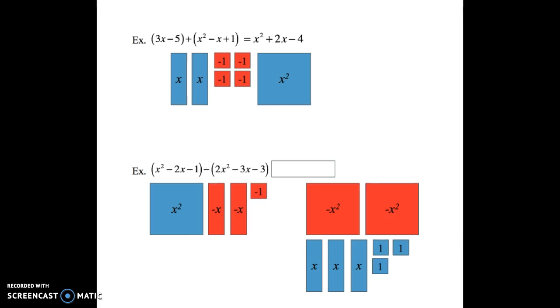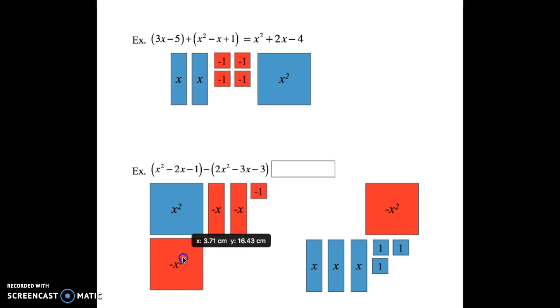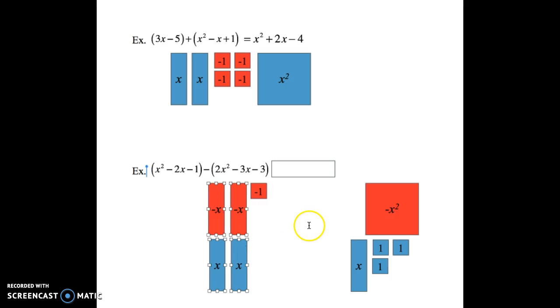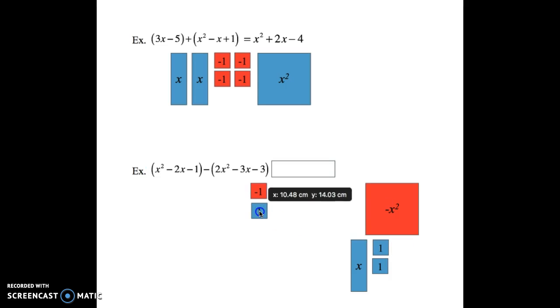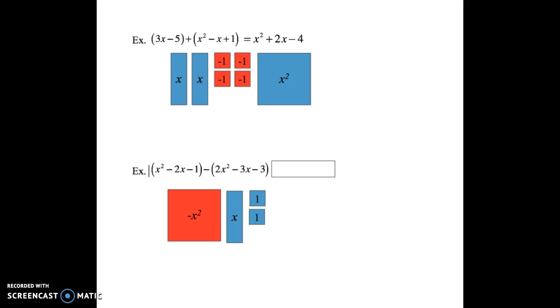And so now I've turned this subtraction into an addition, and I can cancel out the tiles that are the same size but opposite sign. So a positive x squared and a negative x squared are going to cancel out. I have two positive x's that can cancel out with the two negative x's. And then I have a positive 1 and a negative 1 that cancel out. And so I'm left with negative x squared plus positive 1x plus 2.